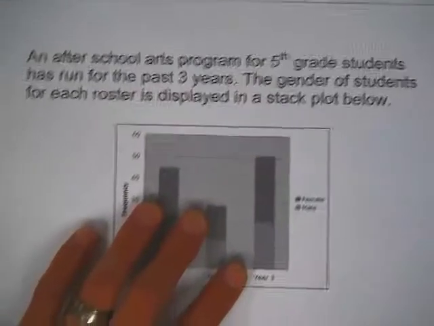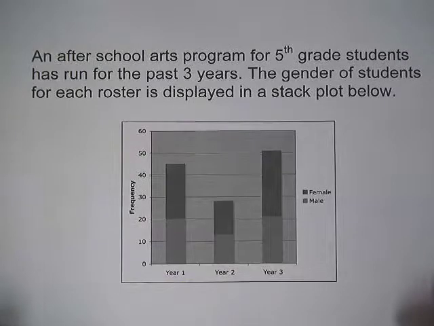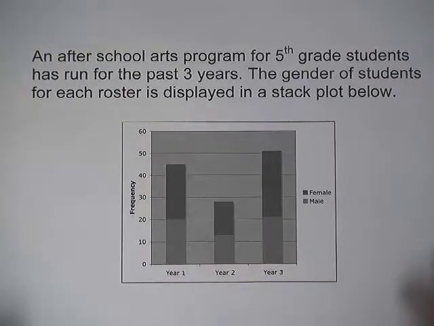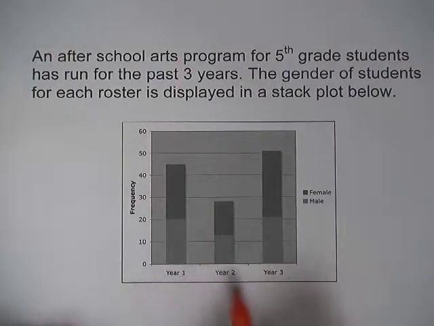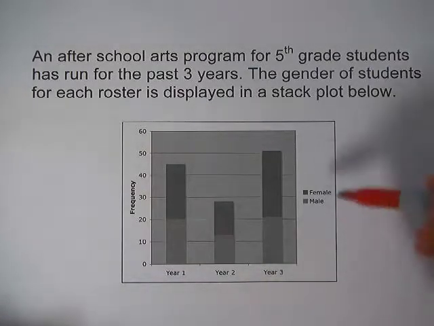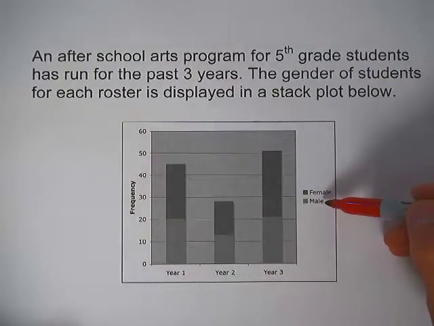Okay, we also said that a stack plot can be done with a bar graph. So if we take a look now at the second example, an after-school arts program for 5th grade students has run for the past 3 years. The gender of students for each roster is displayed in the stack plot below. Notice we have our 3 years, year 1, year 2, year 3. The darker region represents the female, the lighter represents the male.